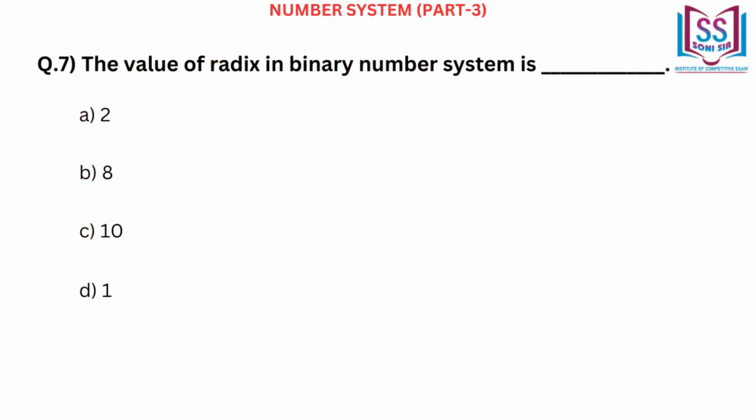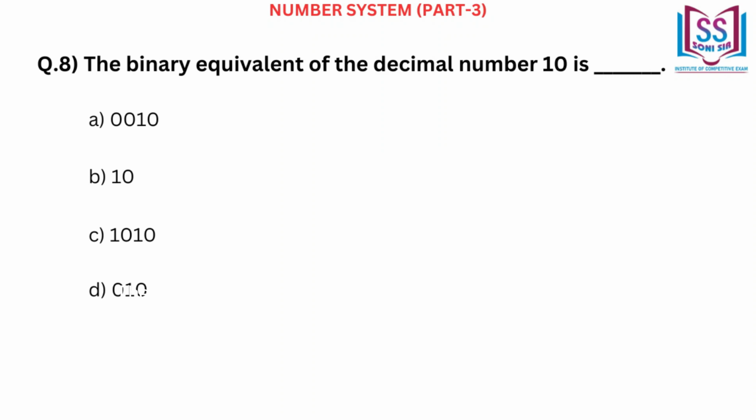The value of radix in binary number system is the A 2, B 8, C 10, D 1. Correct answer A 2. The binary equivalent of the decimal number 10 is dash. A 0010, B 10, C 1010, D 010. Correct answer C 1010.